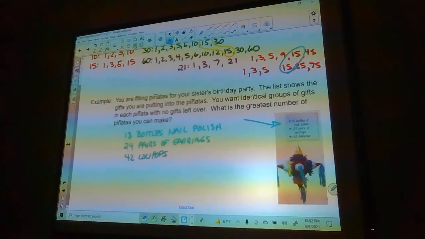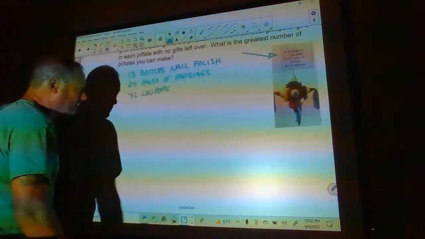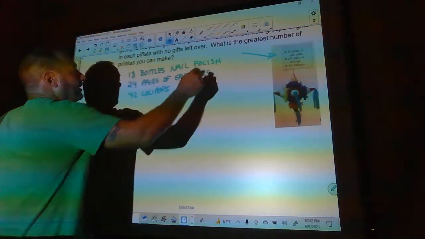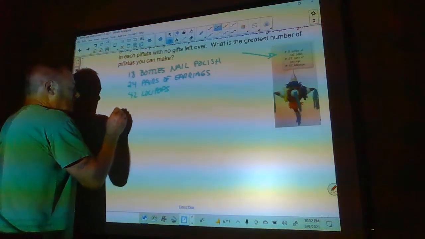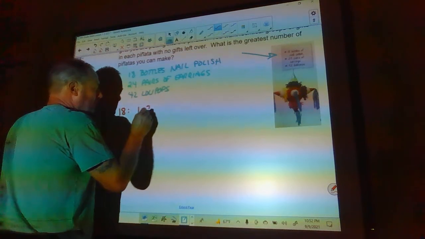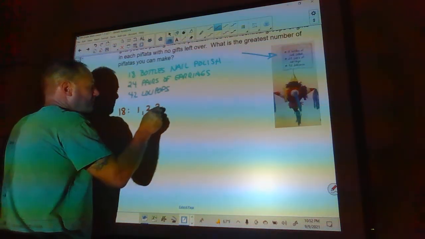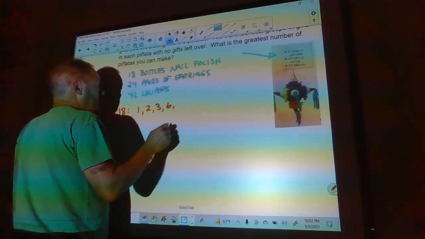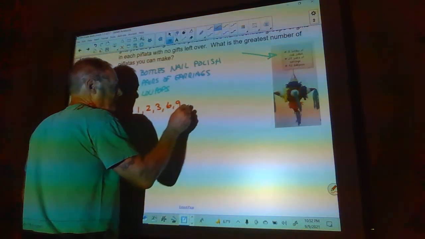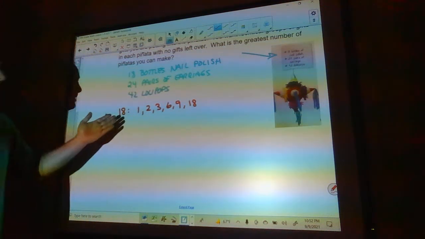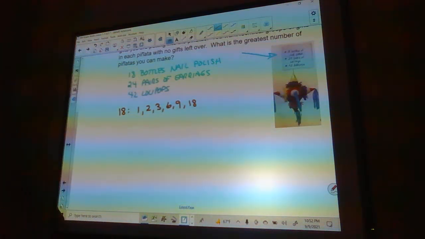Okay. So, what's the greatest number you can make without anything left over? So what we want to find is probably the greatest common factor here. So let's start with 18. 18 I can divide up into 1, 2, 3, 6, 9, and 18. So if I just had bottles of nail polish, I could do any one of those groups right there.